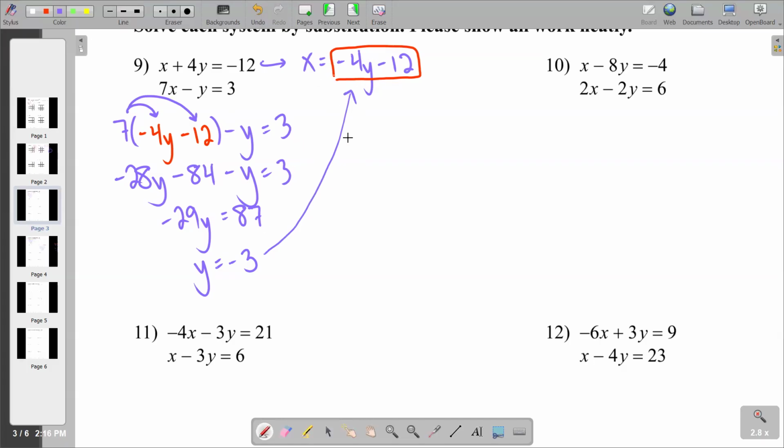What's negative 4 times negative 3? Positive 12. And what's 12 minus 12? So we can now say also that x equals 0. So the final step in the process is to write the answer. And the answer should be a collected ordered pair where we say, okay, x is 0, y is negative 3. That's what every final answer should look like, is a pair. That ringing some bells? Right on.